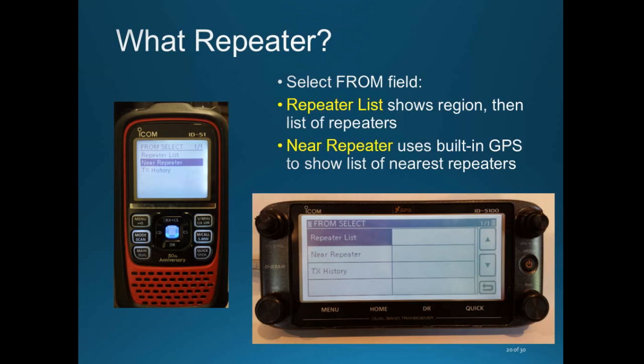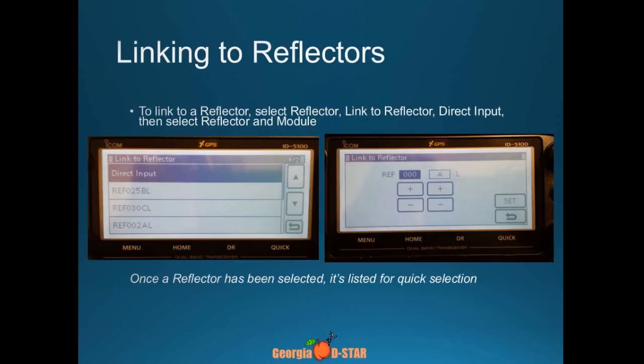Now, if I want to do something like link to a reflector, two things. One, you're going to have to select it the first time. So I'll go to link to reflector, select reflector, link to reflector, direct input, and then you get that right screen where you set the reflector number and module. Now, Icom only provided for the D+ reflectors. So if you're looking to get a DCS or an XRF, you won't get it from the direct input, but you can program that in using the programming software.